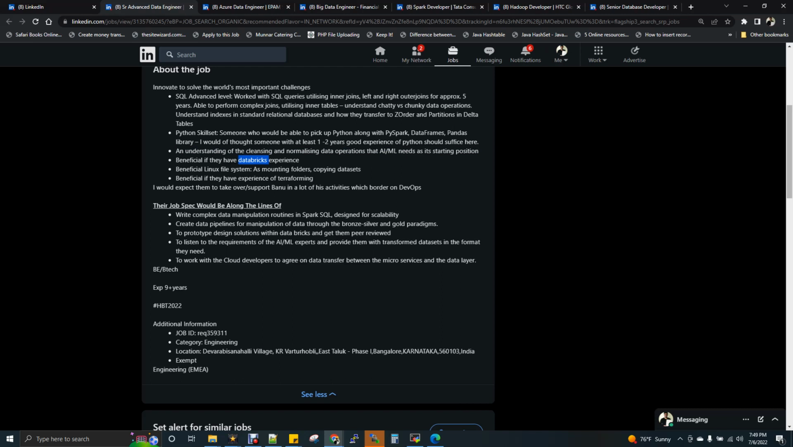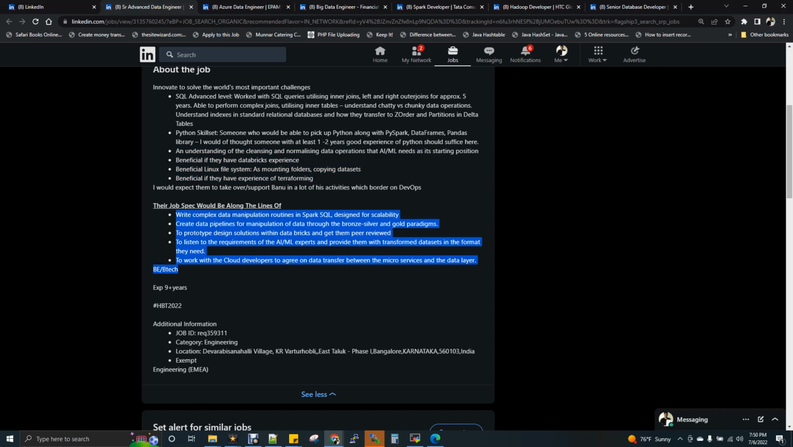They just mention it as beneficial, but at the end of the day, the environment doesn't matter. That's very important to know. Beneficial is Linux too; if you know the basic Linux commands, it's fine. Beneficial if you have experience with Terraform. This is again optional. So the last three points, including the third point, are highly optional. These are some of the things you have to concentrate on, but not too much.